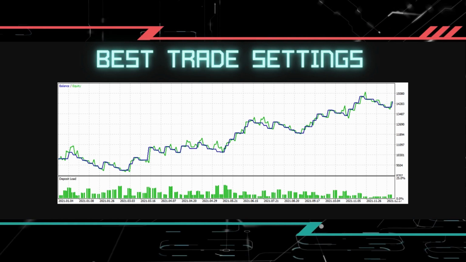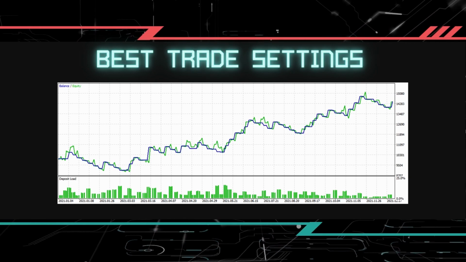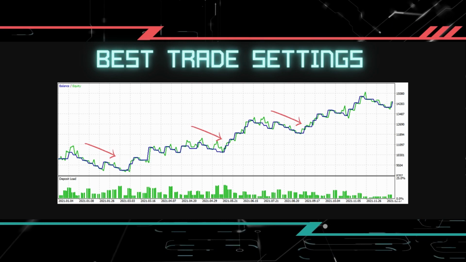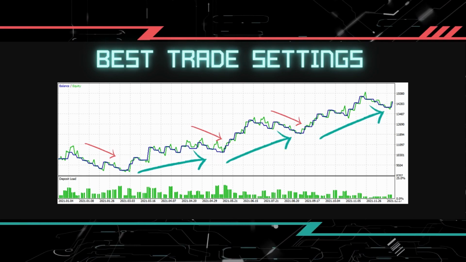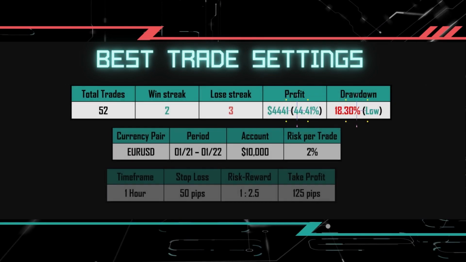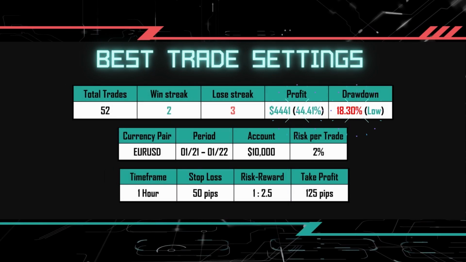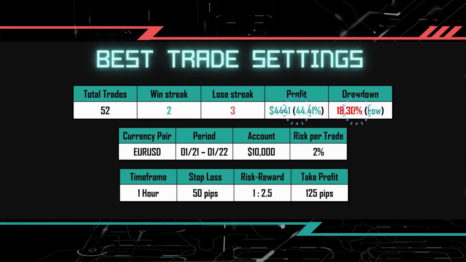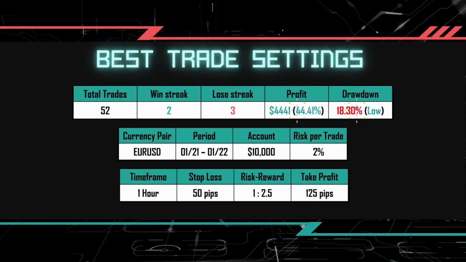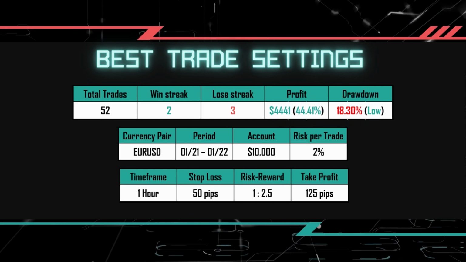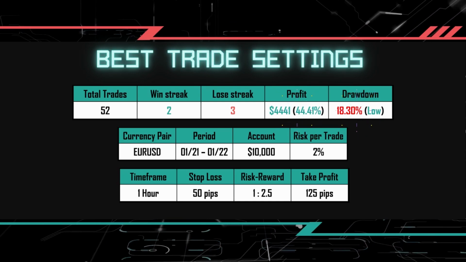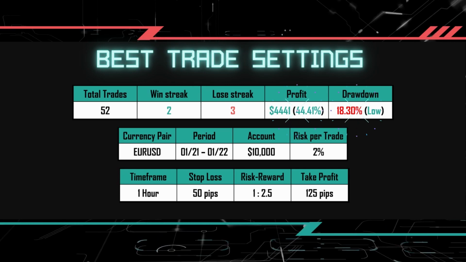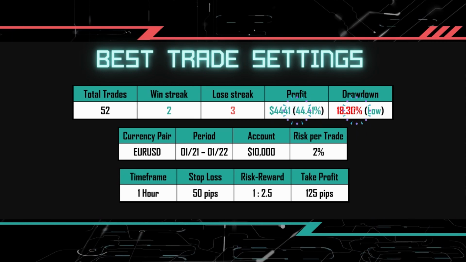Looking at the equity chart, we can see that the balance is going higher and higher, even though there were some losses. The winners are able to push the balance higher. There were a total of 52 trades executed in 2021. The equity drawdown is at 18.30%, which met our requirement of less than 20%. The number of consecutive win is 2 and the number of consecutive loss is 3. Overall, there is a 44% increase in account balance using this strategy.